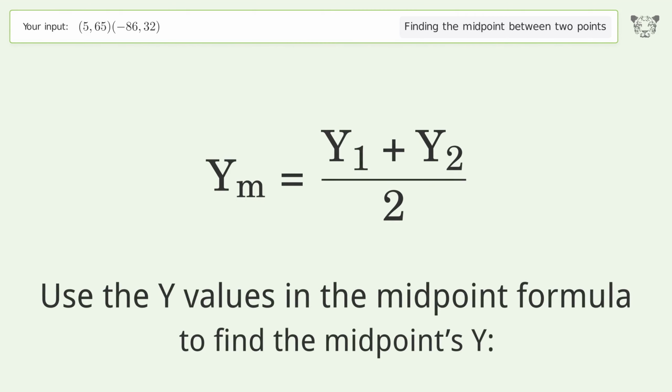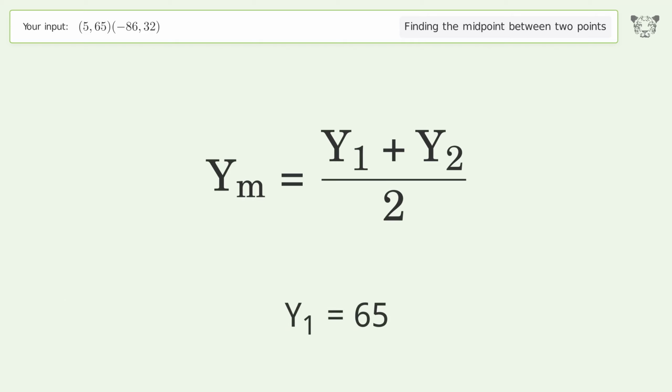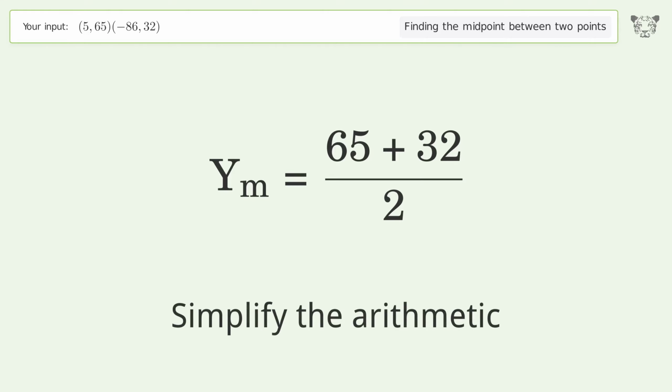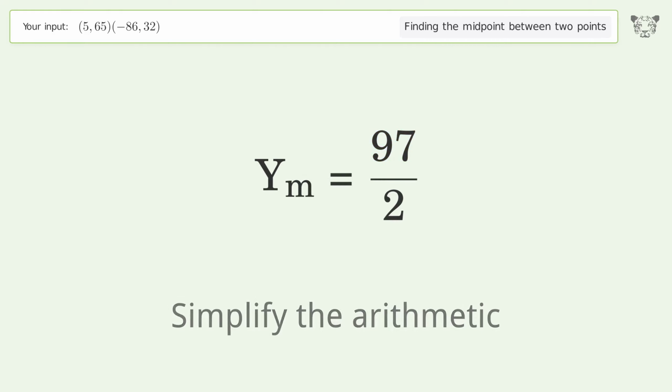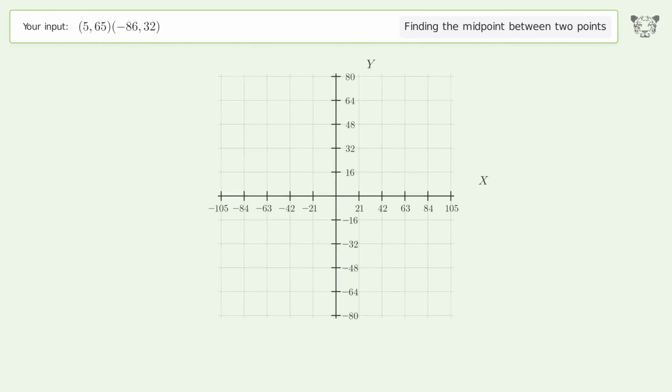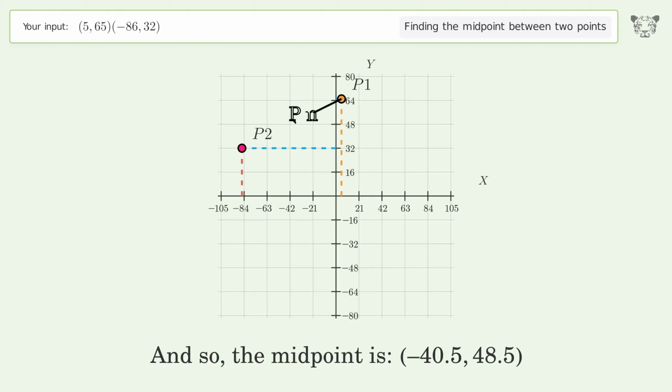Use the y values in the midpoint formula to find the midpoints y. y1 equals 65. y2 equals 32. Simplify the arithmetic. And so, the midpoint is, negative 40.5, 48.5.